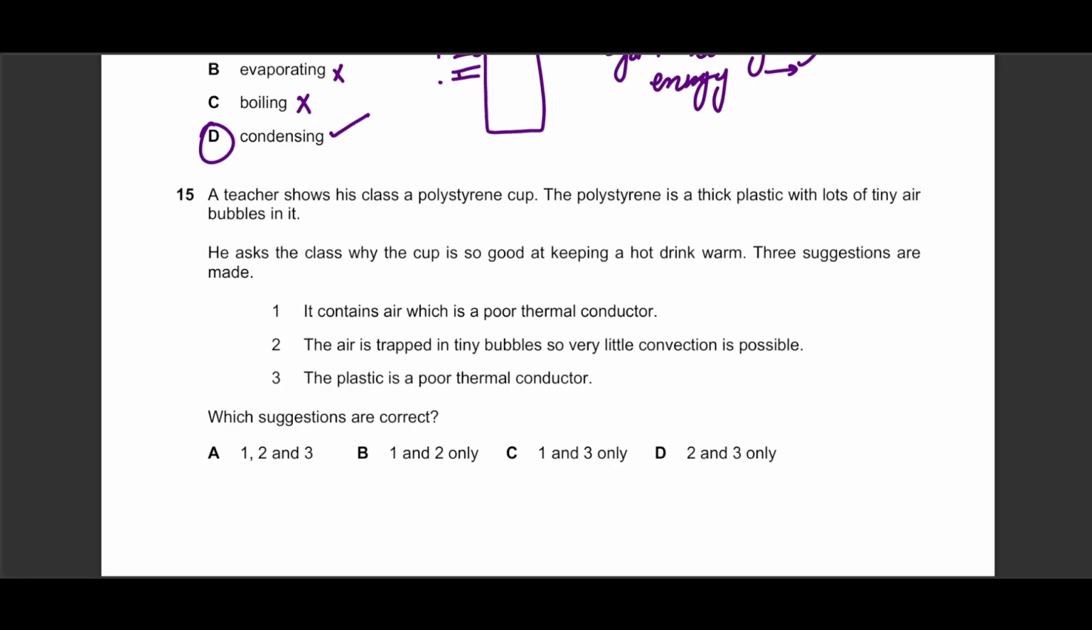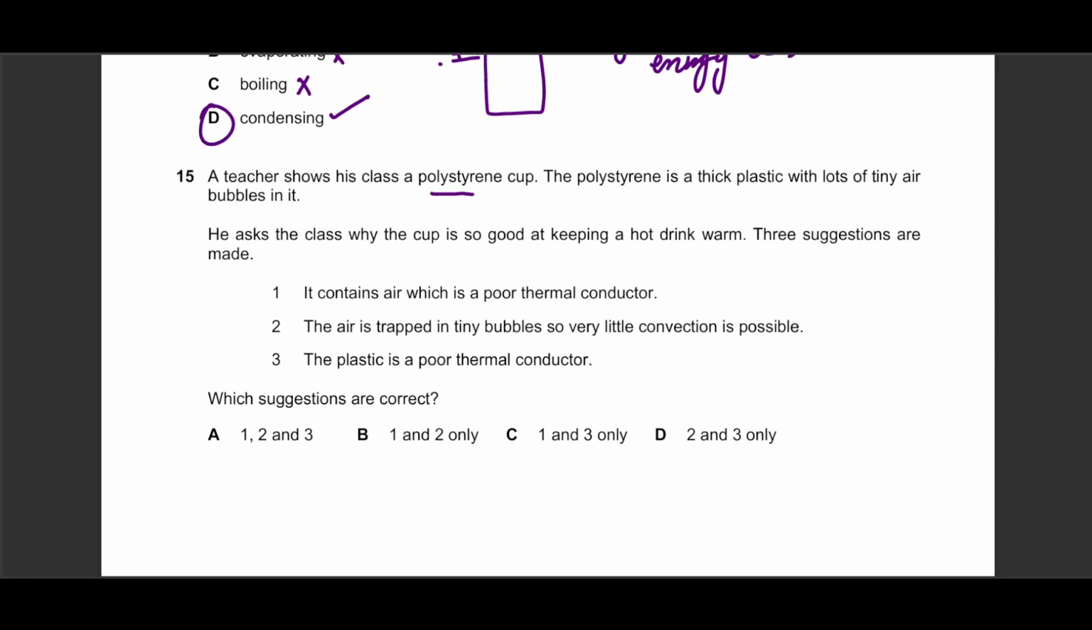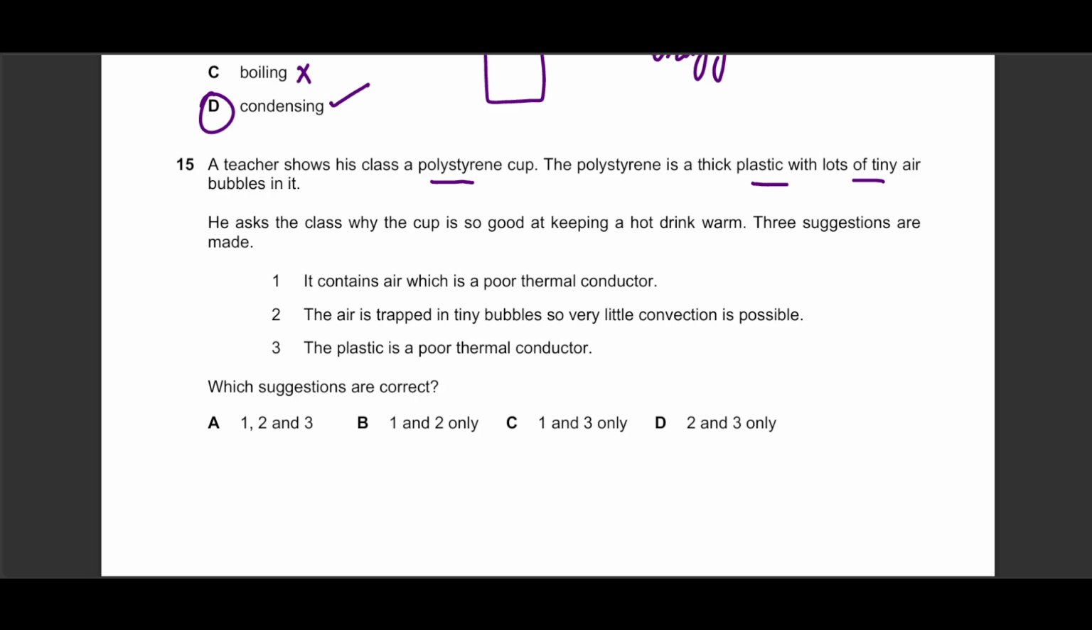Question number 15 says there are 3 cases in which there's a polystyrene cup, thick plastic walls, a lot of air bubbles. I'm expecting this is supposed to be a convection question. He asks the class why the cup is so good at keeping the hot drink warm. 3 suggestions were made. It can say air, which is a good answer. Air trapped in tiny bubbles, so very little. Now the convection part is incorrect. There are tiny bubbles. The convection part is incorrect. And the next one we have is the plastic is a poor thermal conductor, which is also a good answer. So this will be 1 and 3. 1 and 3 are the right answers for this one.